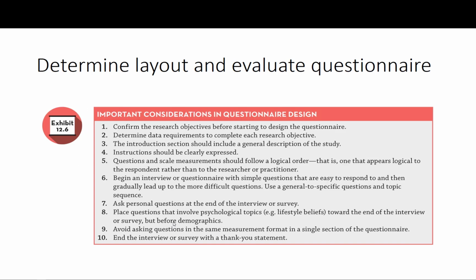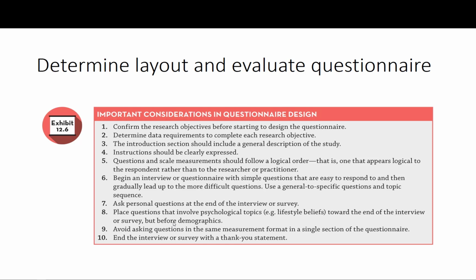In terms of the layout of your questionnaire, confirm the research objectives before starting. Always, this is our starting point for everything. What data do you require in order to answer or meet your research objectives?